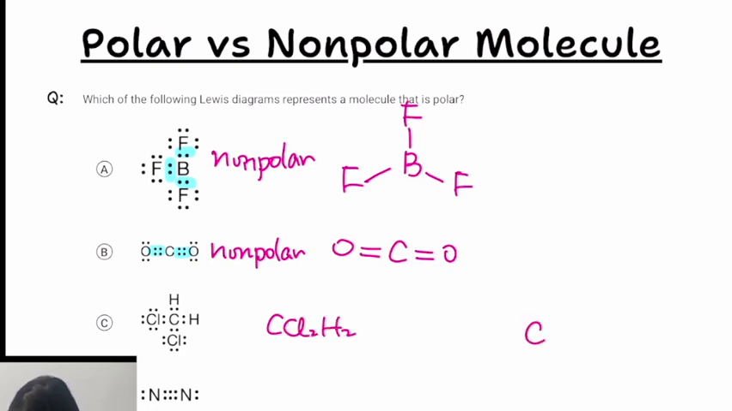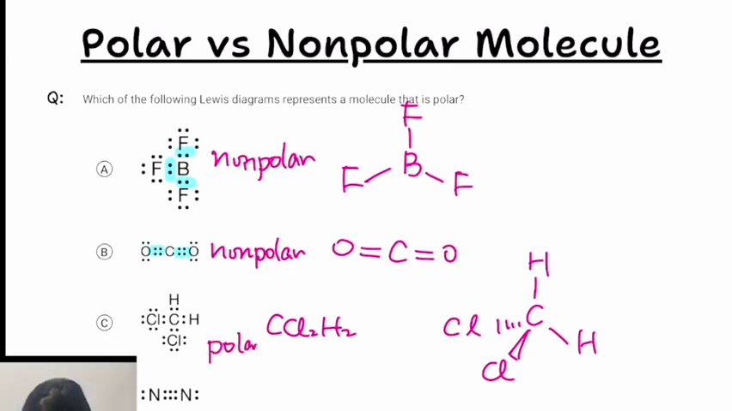And then the next, okay, this is the example that I made, CCl2H2. The three-dimensional geometry itself is symmetric, but because the four bonds are not exactly the same, it is polar.